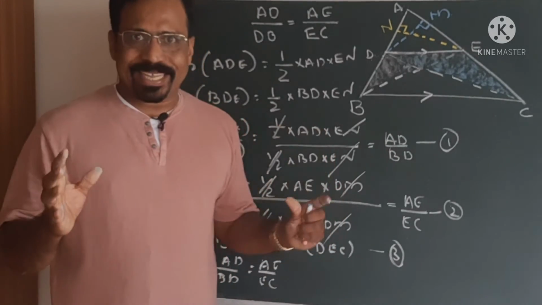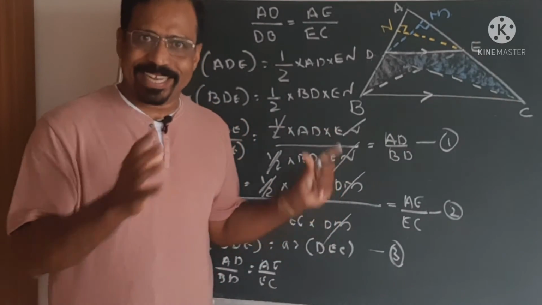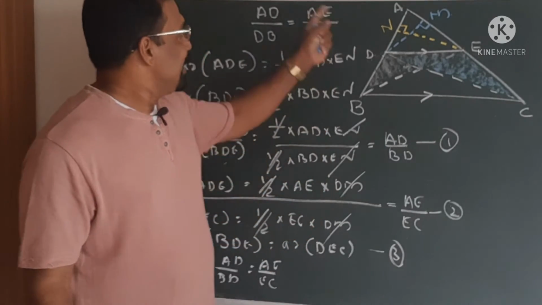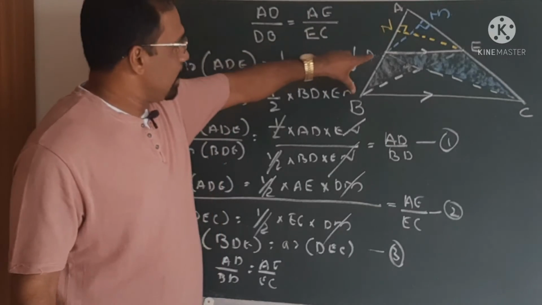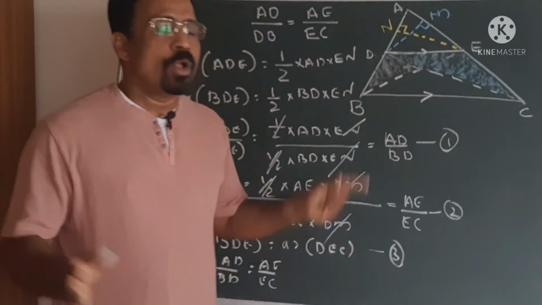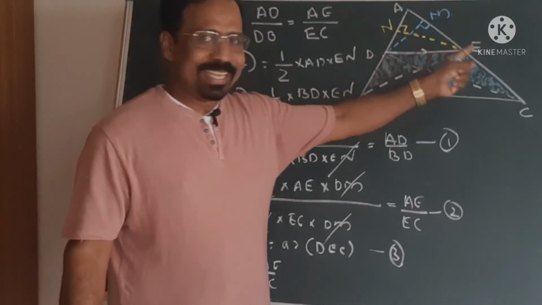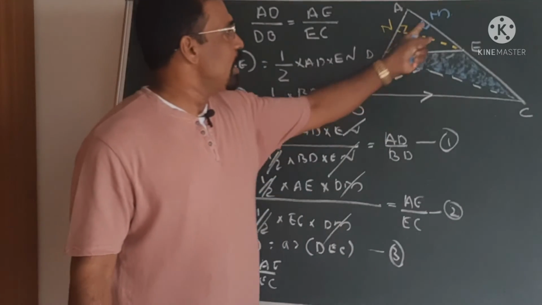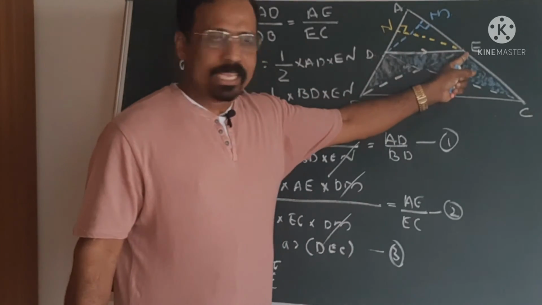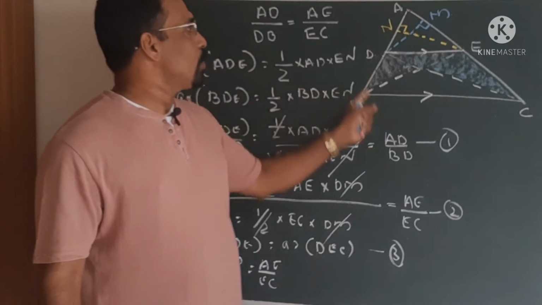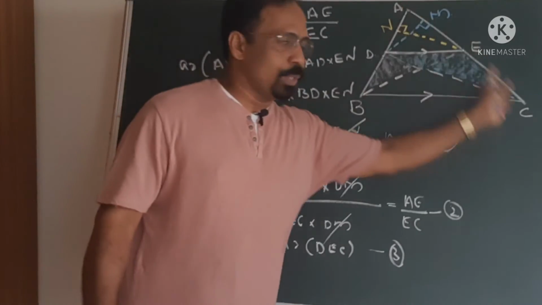Now let us have a quick revision of what we learned in this theorem. In this theorem we have to prove that AD by DB is equal to AE by EC. This is what we have to prove. What is given to us is DE is parallel to BC. Now first of all we have drawn a perpendicular NE or EN to this line, and secondly we have drawn a perpendicular DM to this line.